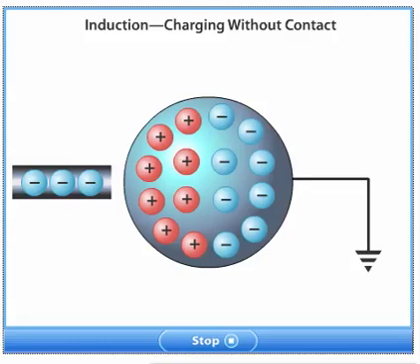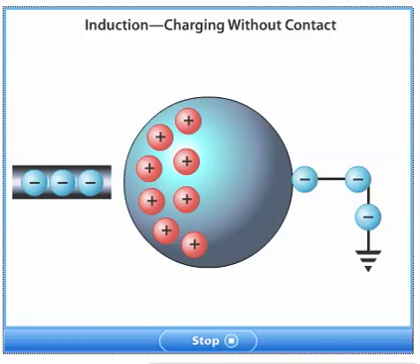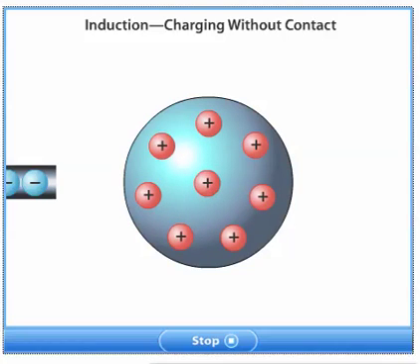If the sphere is then connected to ground, some of the negative charges will leave the sphere entirely. If the sphere is then disconnected from ground, the lost electrons cannot rejoin it. As a result, the sphere has a remaining positive charge even if the negatively charged rod is removed.